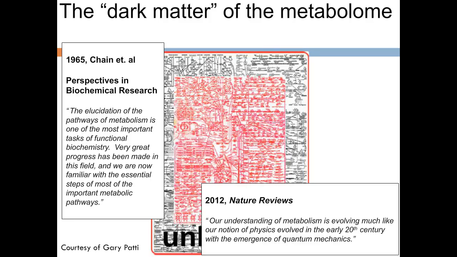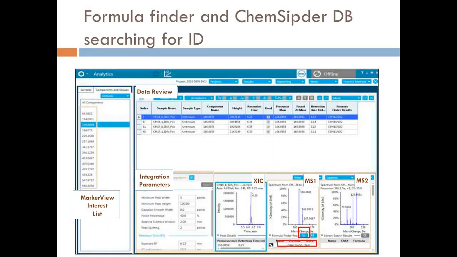And progress was made in the 60s to make these a validated step. And then more recently, in 2012, with our understanding of metabolism, it continues to evolve and continues to grow. And so this represents an opportunity in metabolomics to jump into this space and to do new discovery that helps understand it.